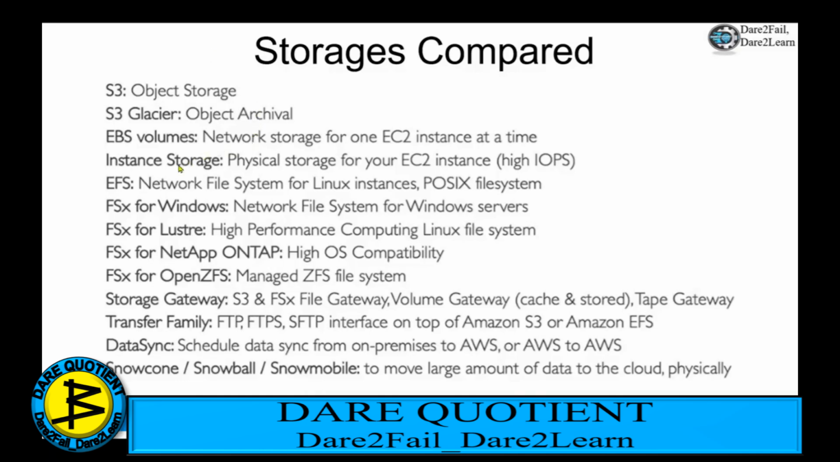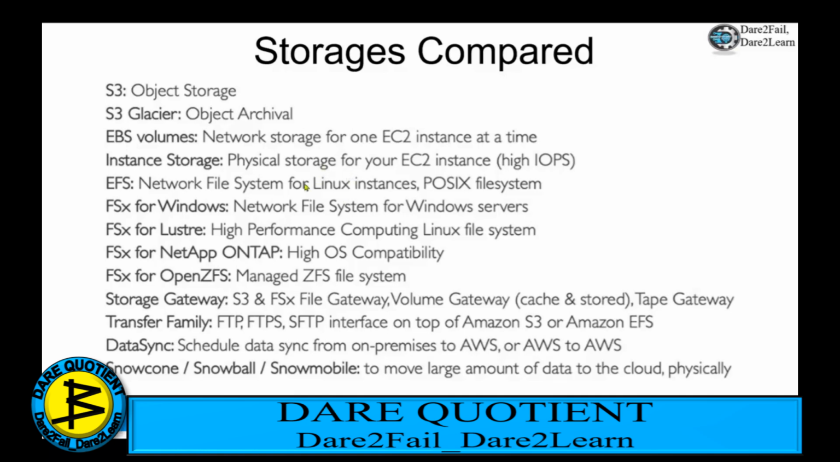We also looked at the EFS, or the Elastic File System. That is the network file system employed for Linux instances. Whenever you have data that you want multiple instances to access at the same time, you go ahead and employ the EFS. So you can have multiple instances accessing the data within the EFS at the same time, or concurrently.